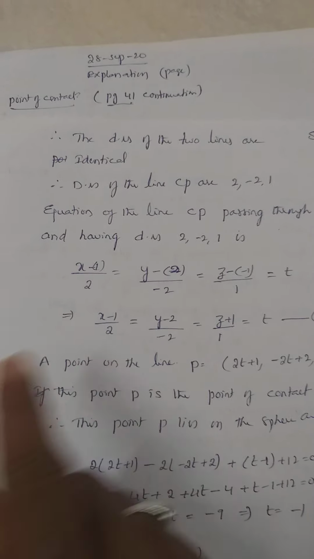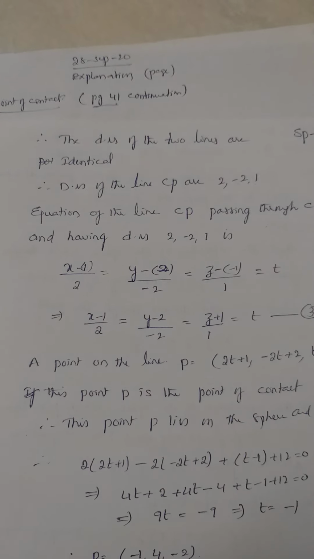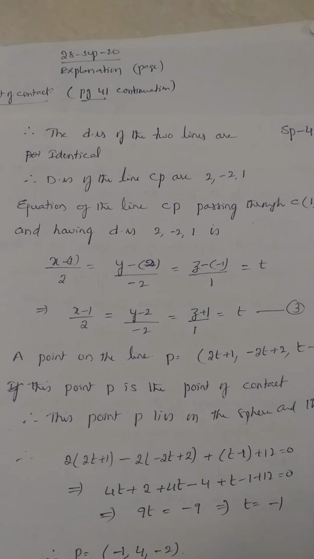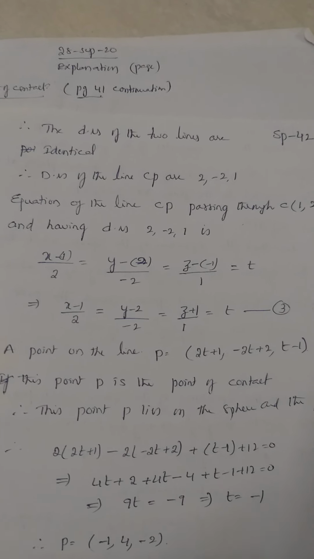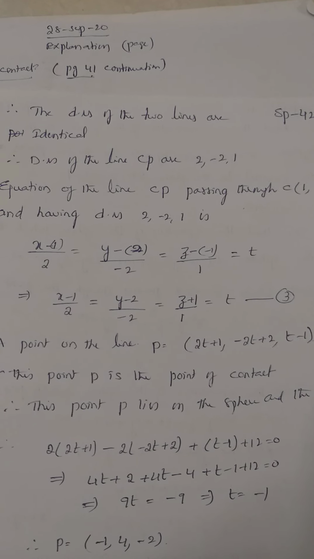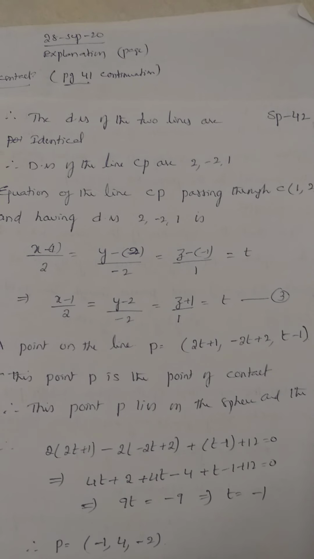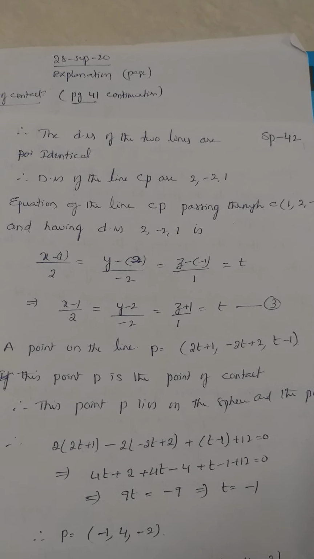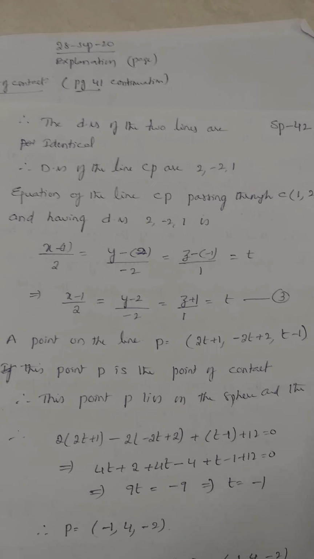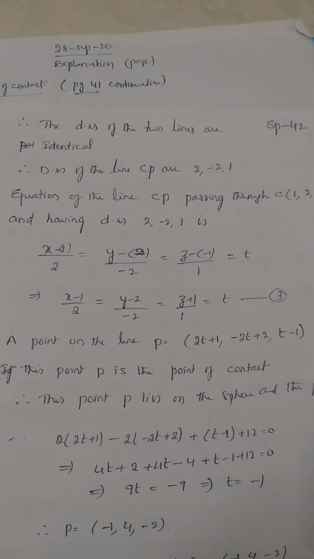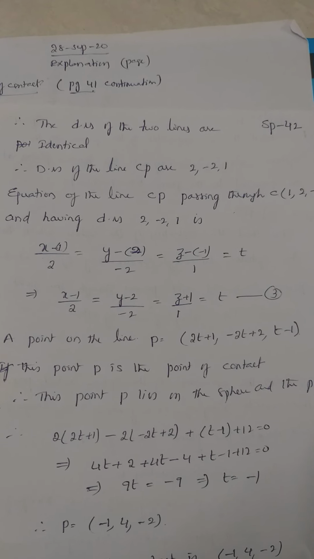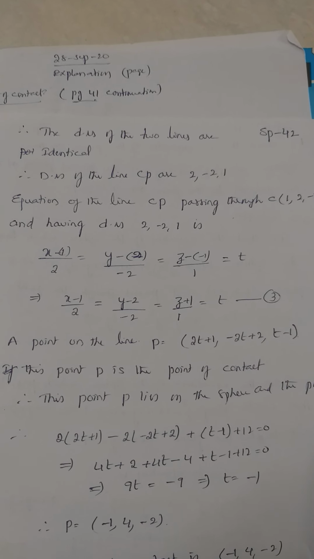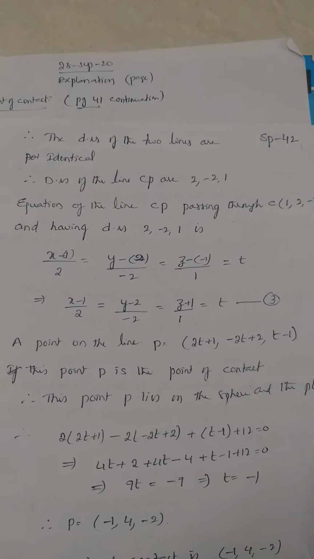Now on simplification we get (x minus 1) by 2 is equal to (y minus 2) by minus 2 is equal to (z plus 1) by 1 is equal to t, right? This is the equation of the line CP, which is in symmetrical form. Now I am finding an arbitrary point on the line. How to choose a random point on the line? We have to equate the line equation to t, right?